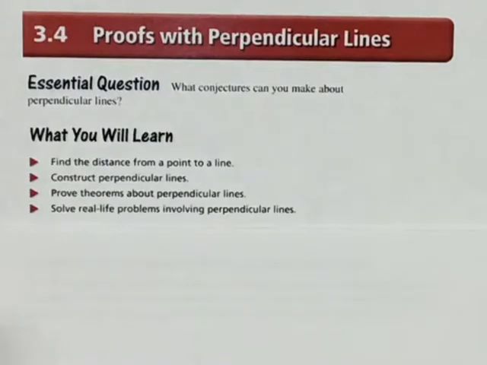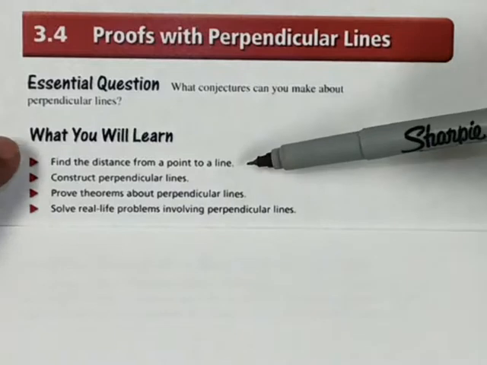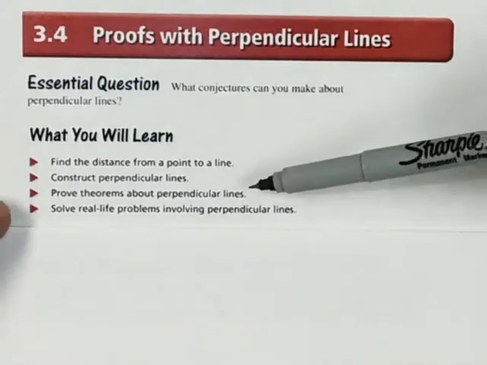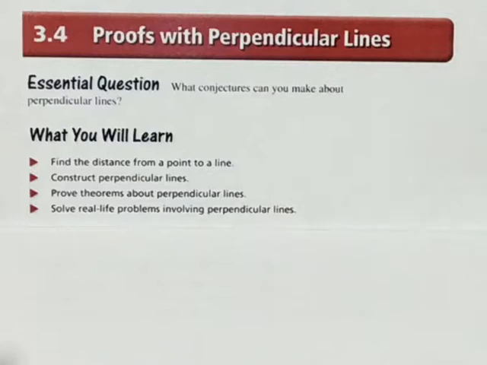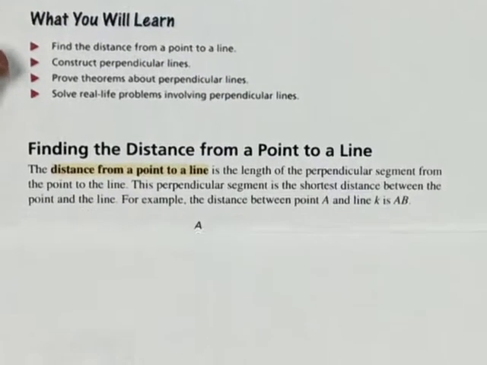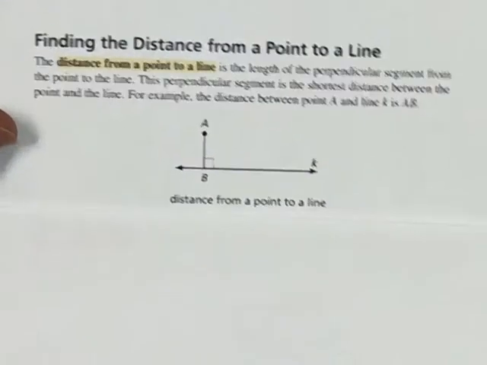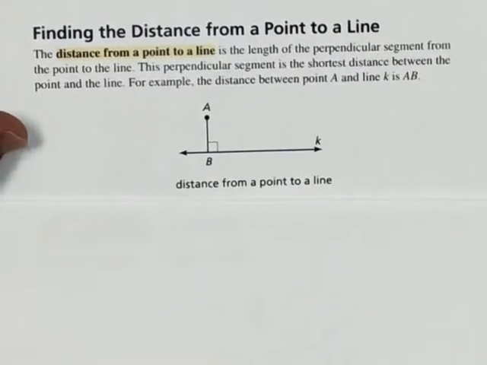And specifically, what we're going to be focusing on is being able to find the distance from a point to a line. We're going to do some constructions, we're going to do some theorems, and we're going to look at some real-world examples, all having to do with perpendicular lines. So first we're going to start off with finding the distance from a point to a line.